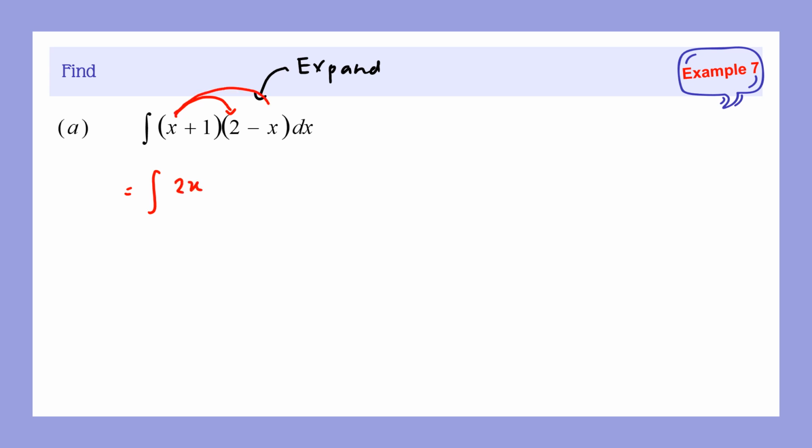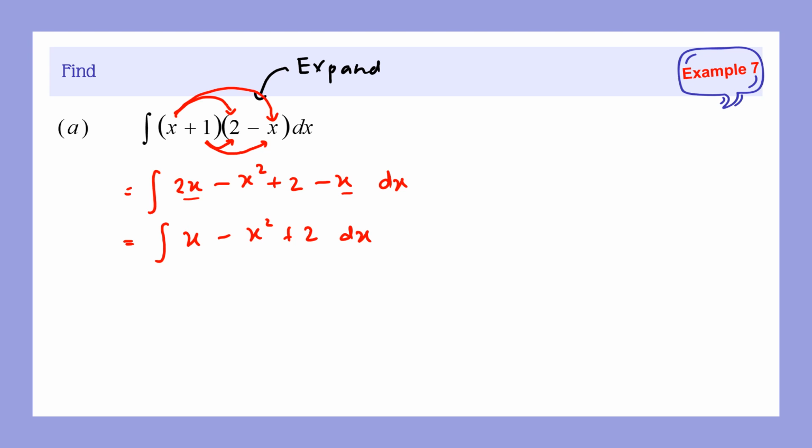Then the second one, x multiplied by x, so we get minus x squared. The third one, 1 multiplied by 2, we get plus 2. Then 1 multiplied by x, we get minus x. After that, we simplify: since this is 2x minus x, we get the integral of x minus x squared plus 2 dx.